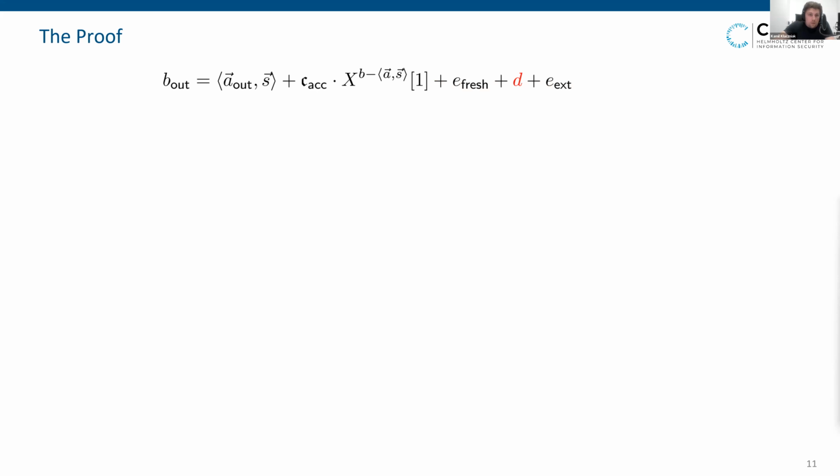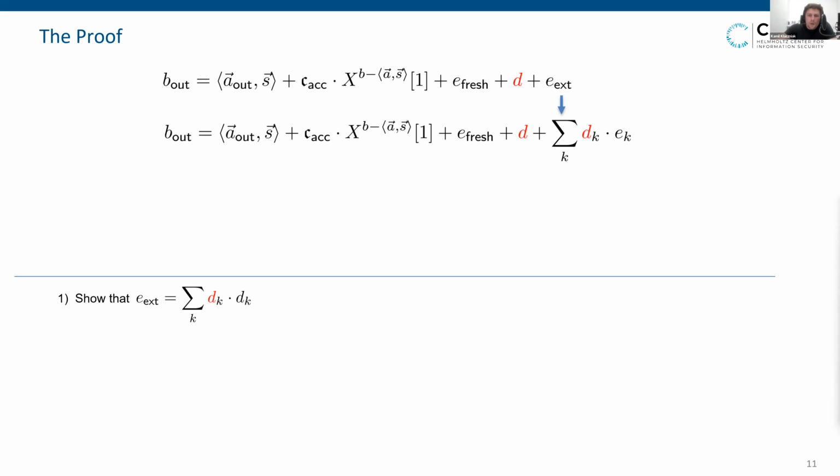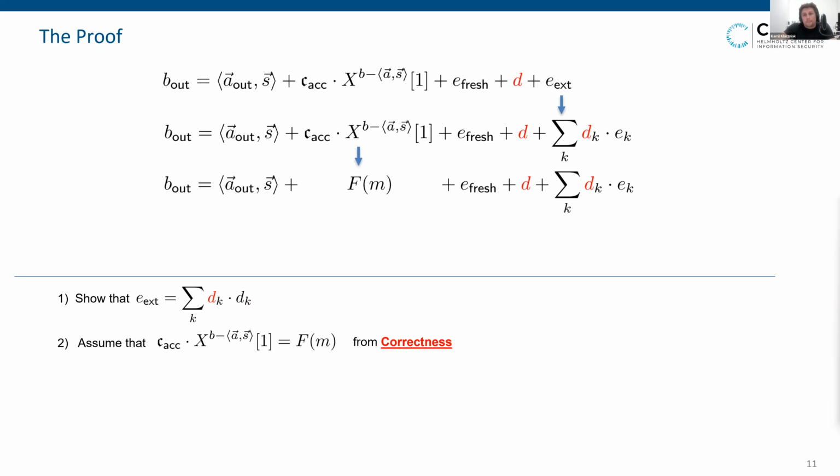So to let it all sink in, let's briefly go through the security proof. At the beginning, we start with this LWE ciphertext that has its B out of the form you see on the slide. Then we show that the error term Ex is indeed a linear function of the random DJs and the error coefficients from the ring GSW ciphertexts. Then we need to assume that the computation is actually correct, and this comes from the assumption that the FHE computation was correct.